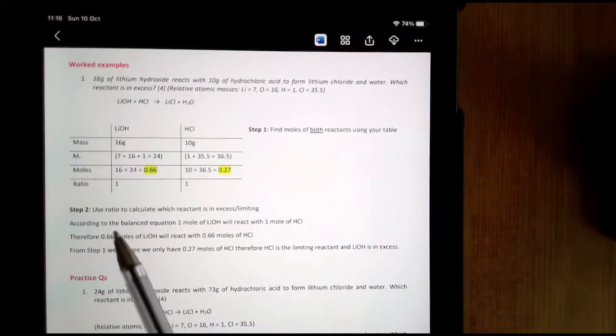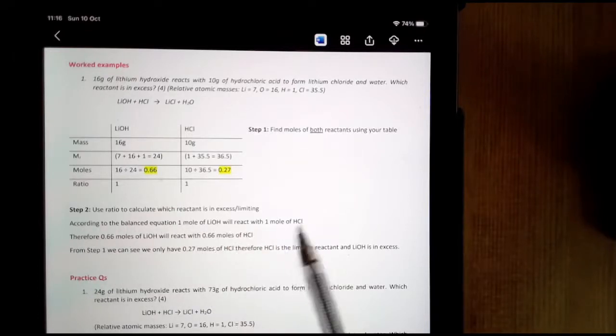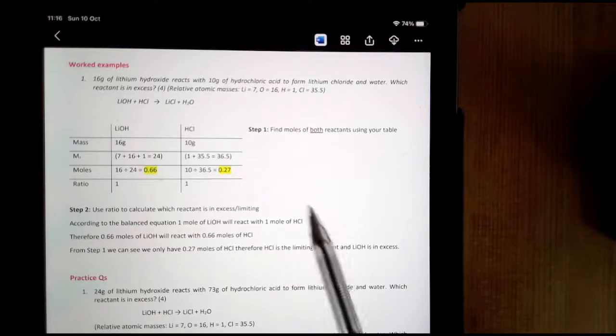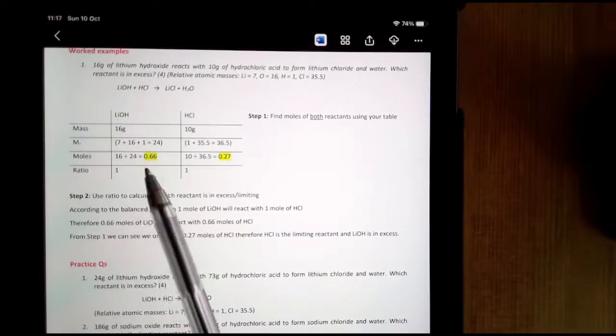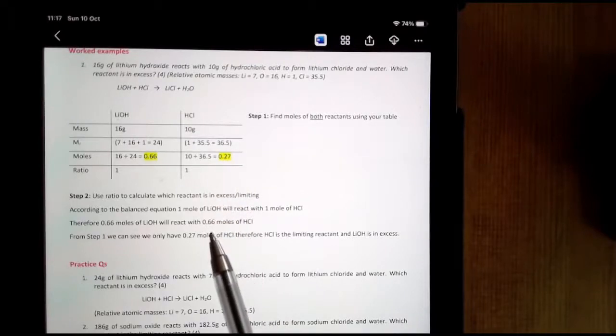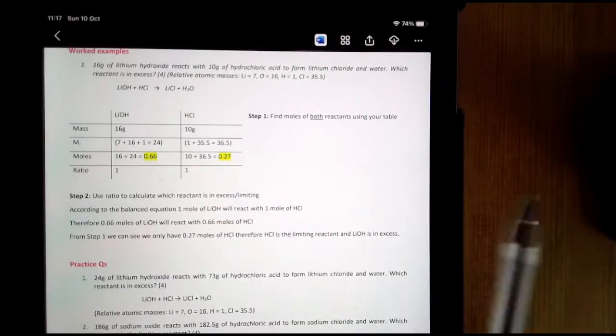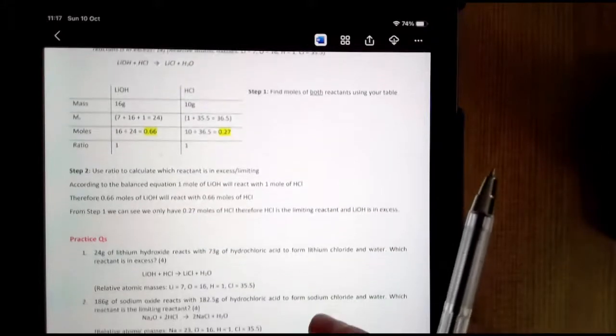So to get your final marks, you need to communicate that. You need to show you've used the ratio. So I've written here, according to the balanced equation, 1 mole of LiOH will react with 1 mole of HCl. So you get a tick for that. You get a mark for using the ratio. And then you need to say, therefore, 0.66 would react with 0.66. But we can see that you've got less HCl than you need, therefore HCl is limiting, and LiOH we say is in excess because you've got more than you need.